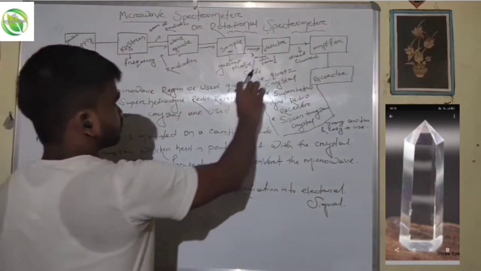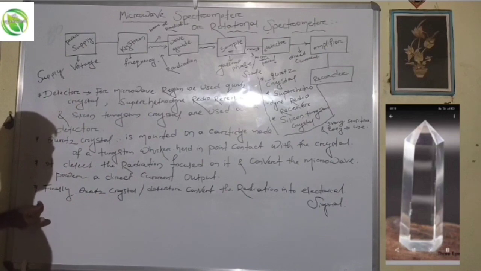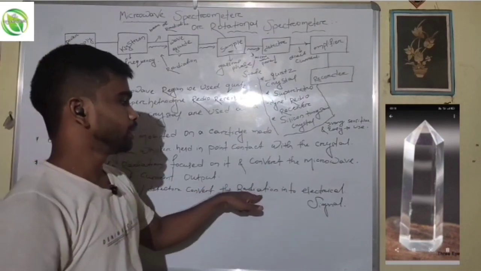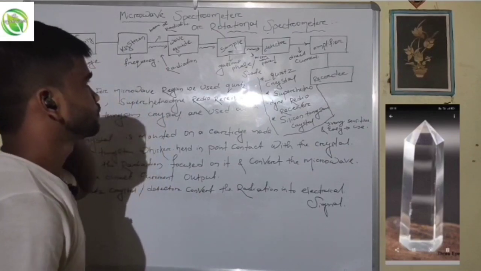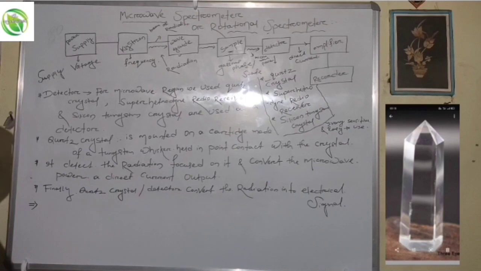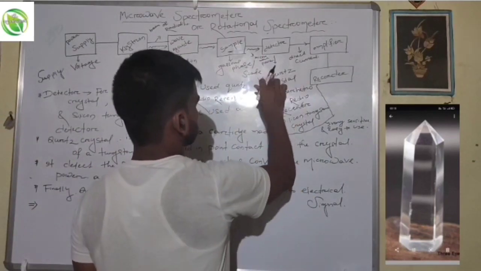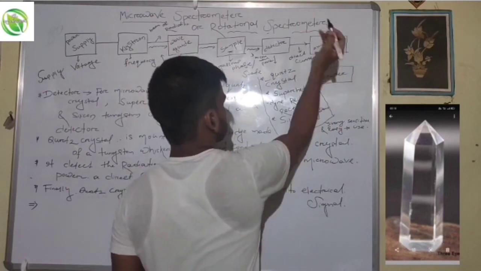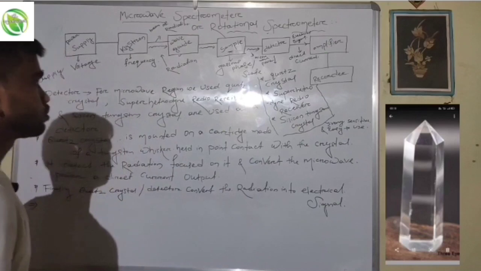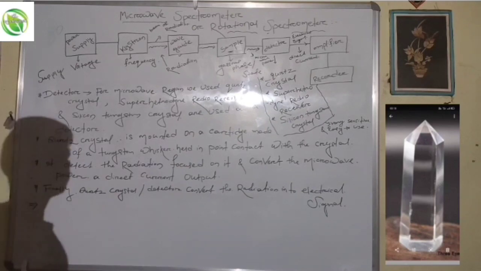So finally we know what a detector is, which material is used to make it, and the work of a detector. Generally a detector is made of quartz crystal and converts the radiations into electrical signals. These electrical signals are amplified and fed to the recorder.